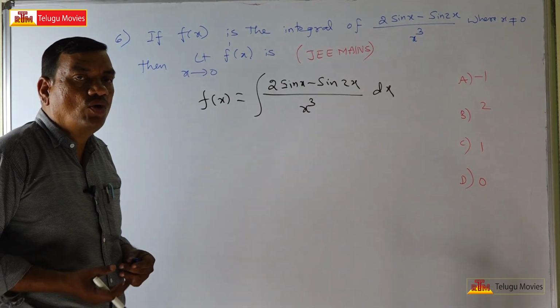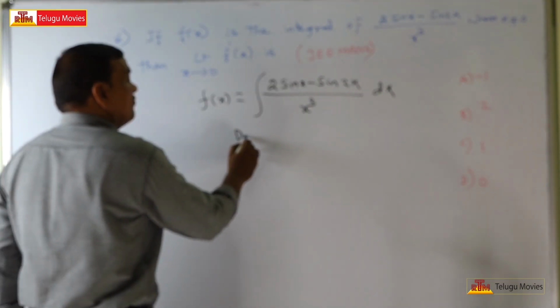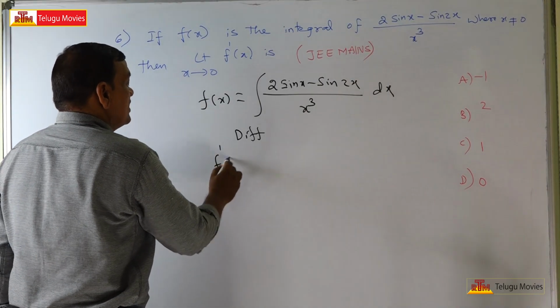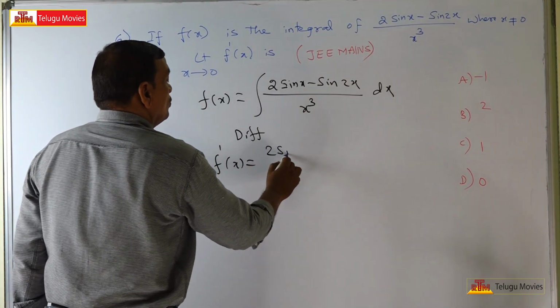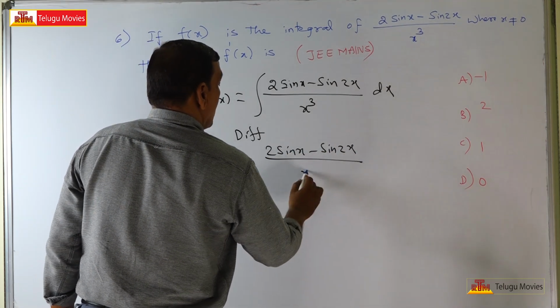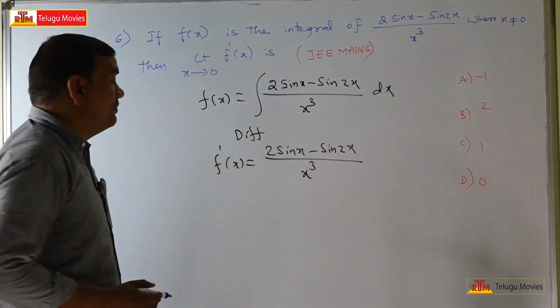As we already know, integration is the reverse process of differentiation. So just differentiate with respect to x on both sides, and you will get f dash of x is equal to (2 sin x minus sin 2x) upon x cube. Okay, now we got f dash of x. Apply limits on both sides.